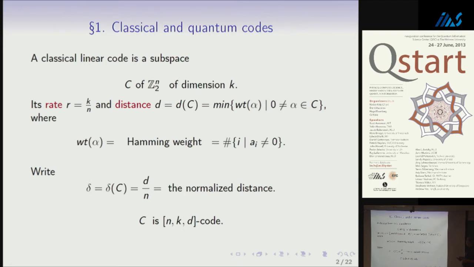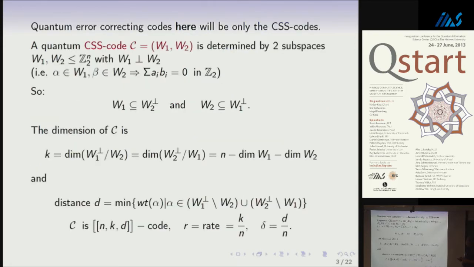Now, what is a quantum error correcting code for us? I want to stress right away, because I don't want to explain and talk about the more general case, I'm specializing right away to the so-called CSS quantum error correcting codes. This is Calderbank, Shor, and Steane, or something like that. This is a somewhat special case. On the other hand, many of the codes discussed in the literature really fall into this family.